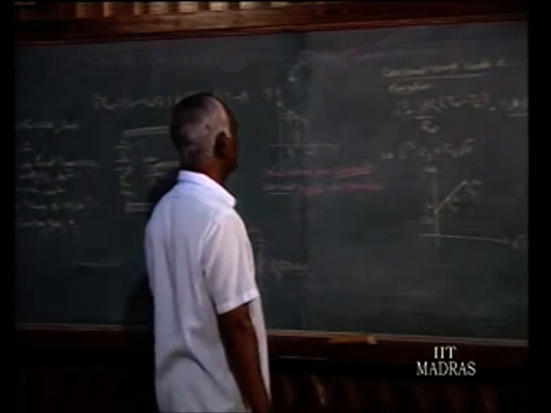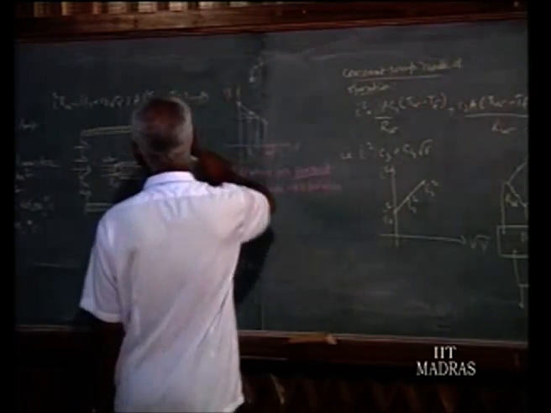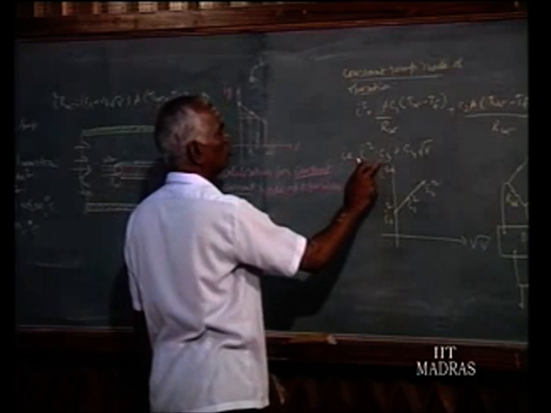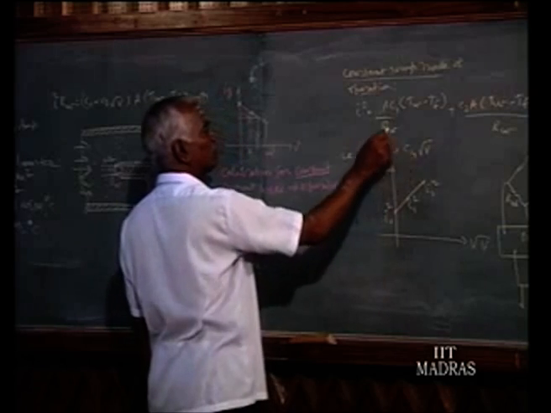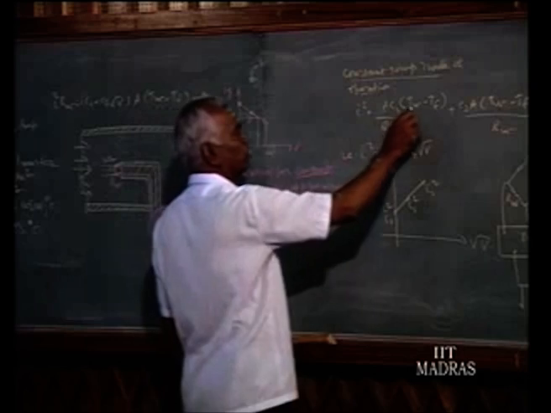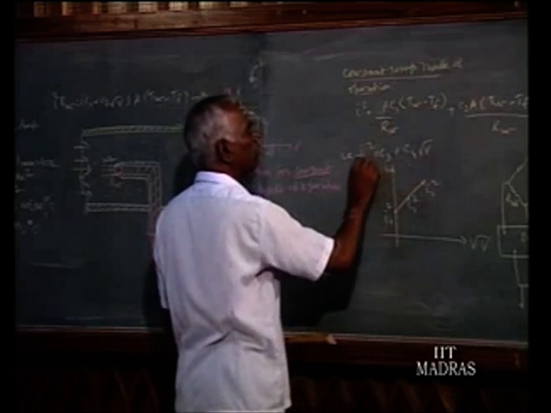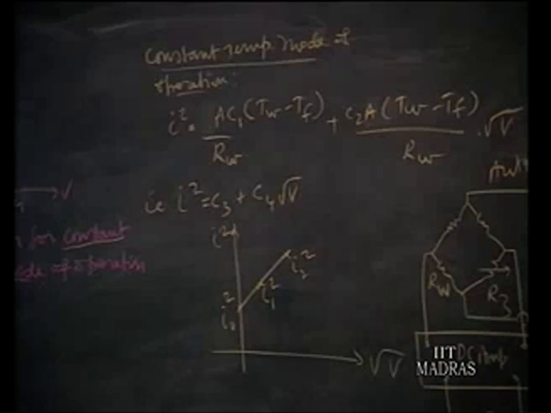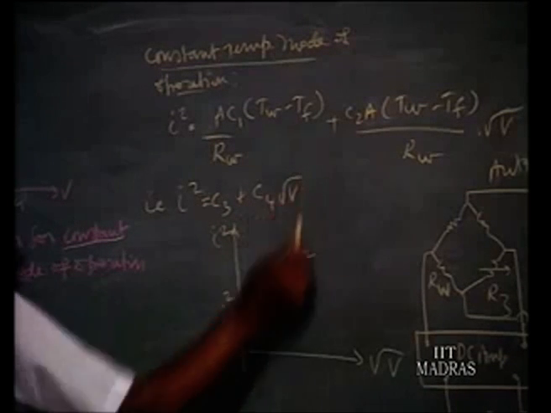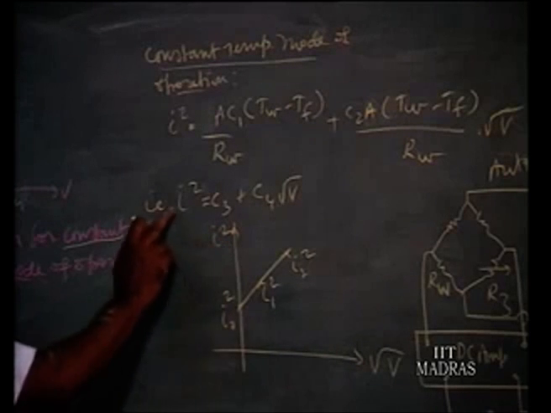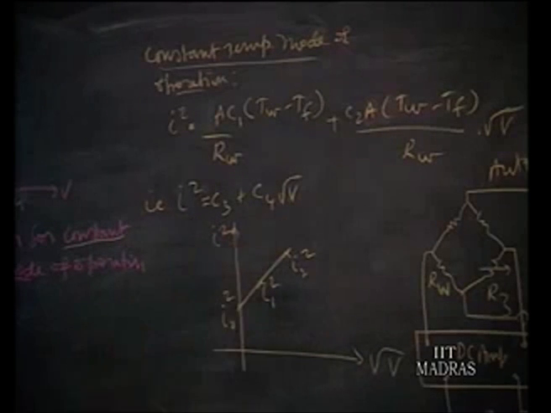In constant temperature mode of operation, the same equation 1 can be written like this: I squared is equal to C3 plus C4 into root V, because TW is going to remain constant, that is constant temperature. It is of the form y equals mx plus c, with root V as the x axis and I squared as the y axis, so you will find it is a linear relation.